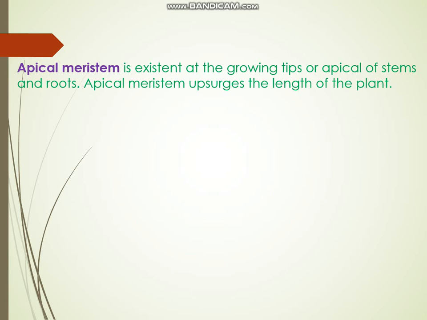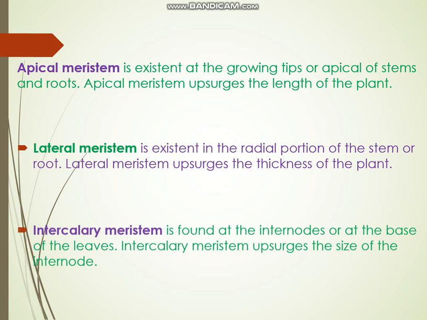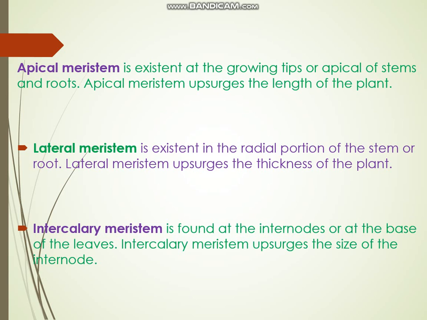Next one is lateral meristem. Is existent in the radial portion of the stem or root. Lateral meristem upsurges the thickness of the plants. And the last one is intercalary meristem. Is found at the internode or at the base of the leaves. Intercalary meristem upsurges the size of the internode.